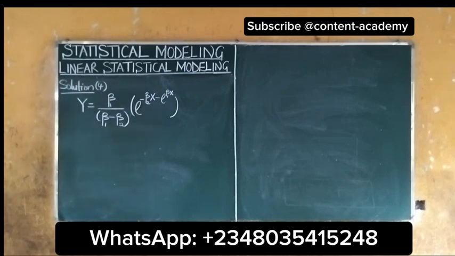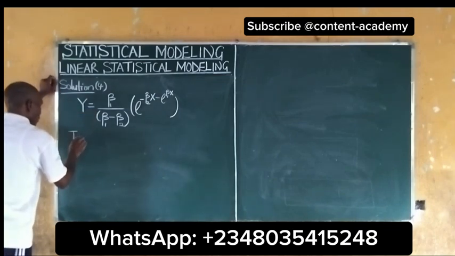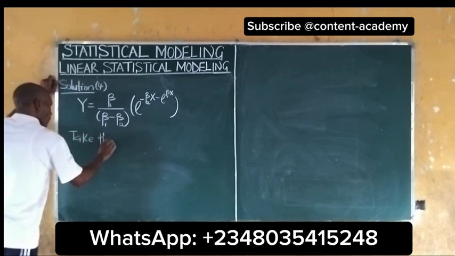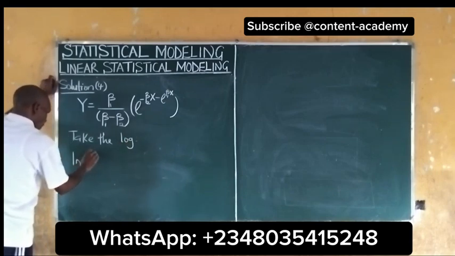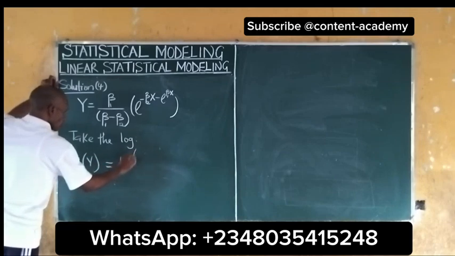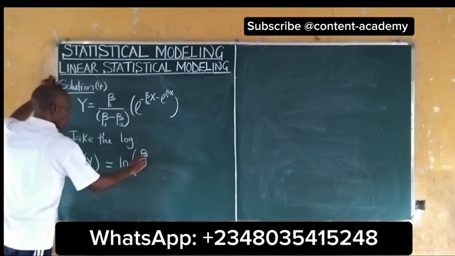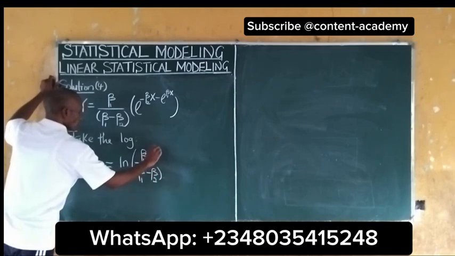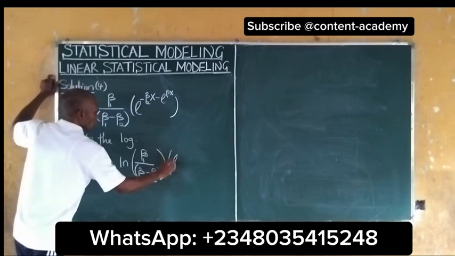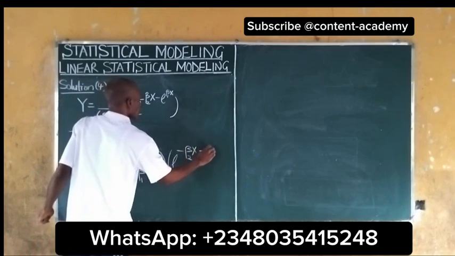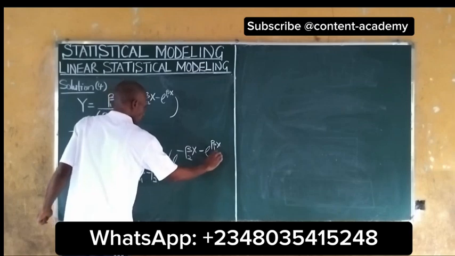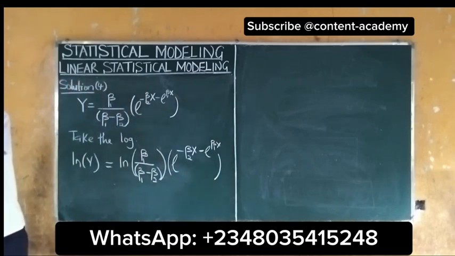The next thing to do, as we have here, the first thing we do is take the log. The log will now be ln y equal to ln b1 minus b2, times exponential negative b2x minus exponential b1x. So this is what we get.